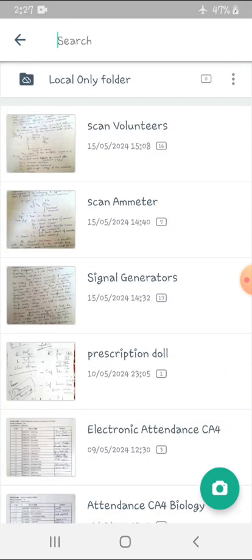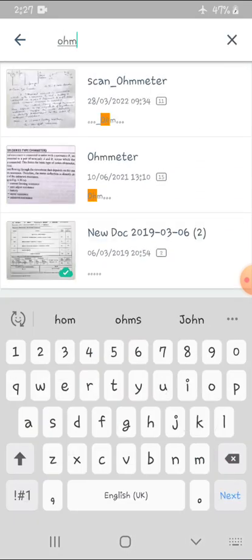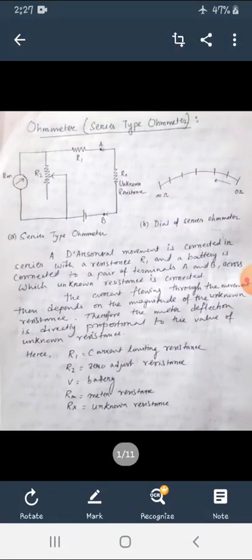Please wait, I am sharing the study material. You can see that this is the ohm meter chapter. So your question is the shunt type ohm meter. The question is: discuss in detail the shunt type ohm meter. There are basically two types of ohm meter we know: one is the series type ohm meter and the other is the shunt type ohm meter.